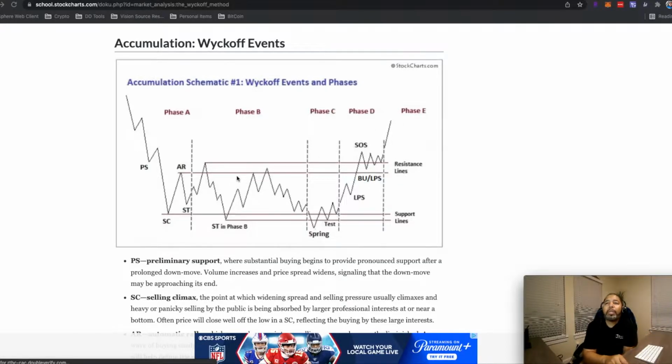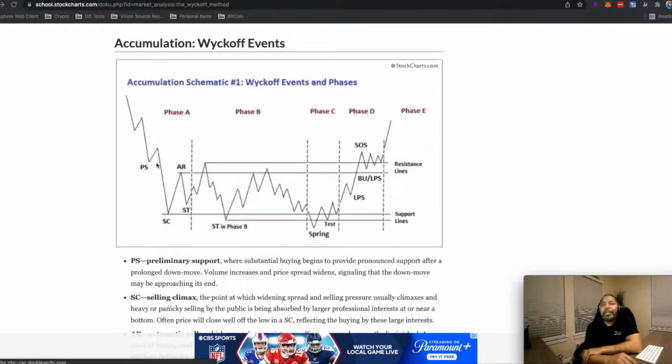One of the things I want you guys to understand is that when you get your selling climax, you can start to draw what is called a support line. And then once you get an automatic rally, you can draw your resistance lines. In between these two areas is your trading range. So you could trade within this particular range from top to bottom, and you can utilize that as a point of reference for your take profits.